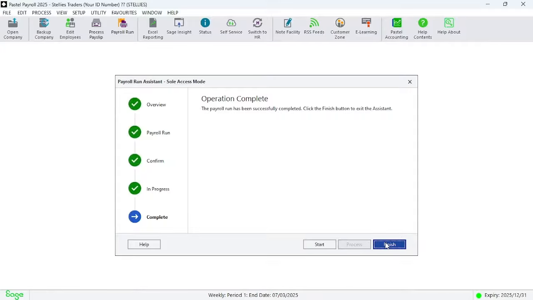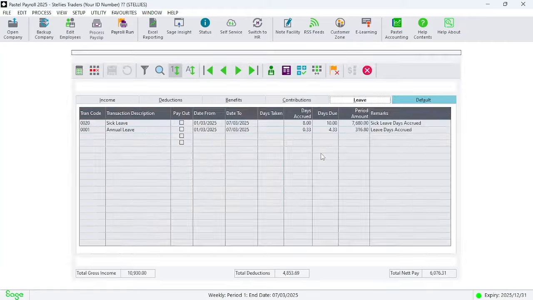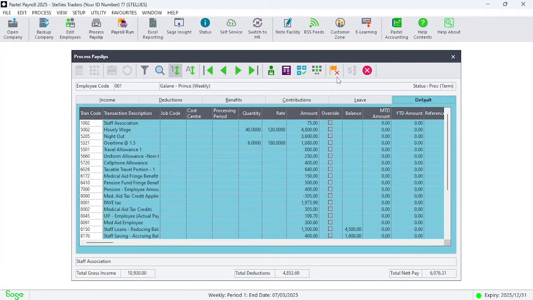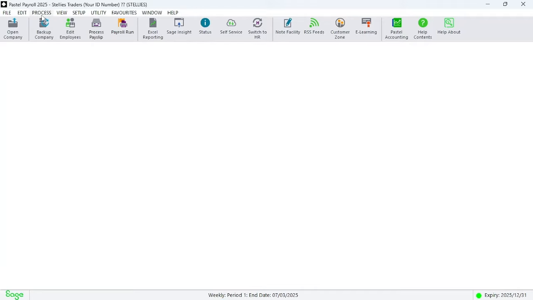Now we can click finish. We have our printout. We're happy. Move to finish. You'll notice that your process payslip is now grayed out. You cannot process anymore unless you have an issue. You can clear it on flags. Anyway, we don't have a problem, so we're going to now process.